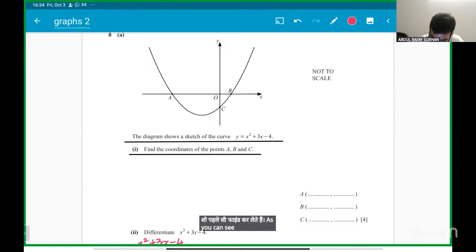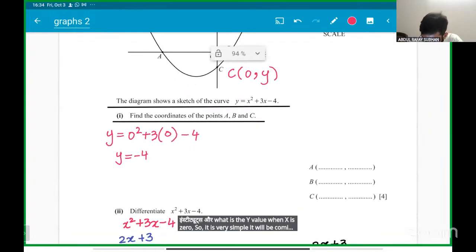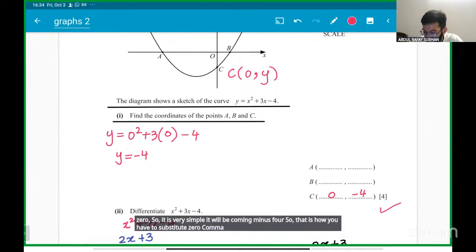As you can see, the C coordinate is when x is 0, what is the y value? So you substitute, what is the y value when x is 0? It's very simple. It will be coming -4. So that's how you have to substitute 0, comma -4. You have to do it completely. Okay, when x is 0, y will be -4. The next one will be A and B.